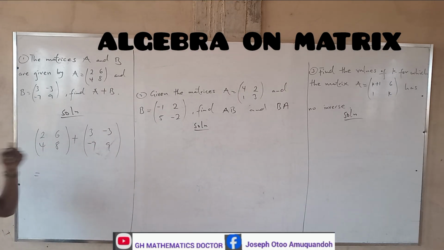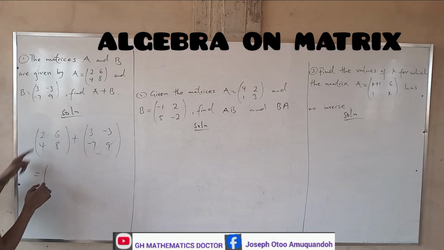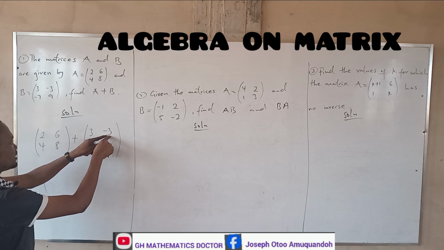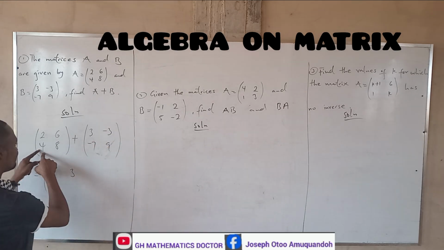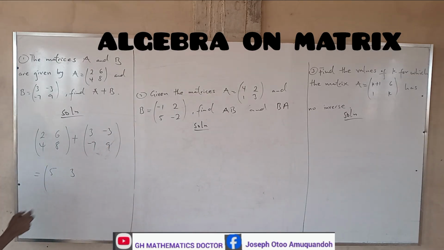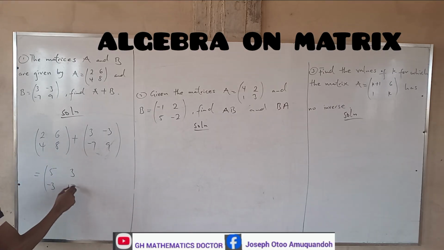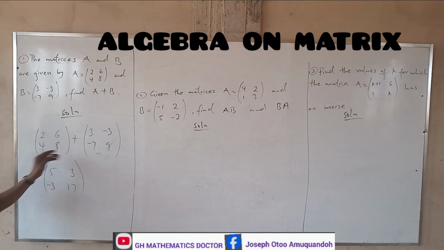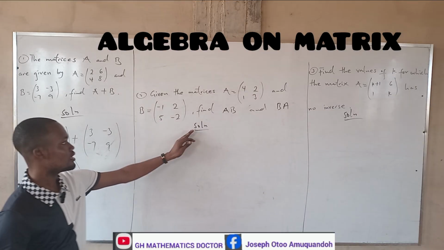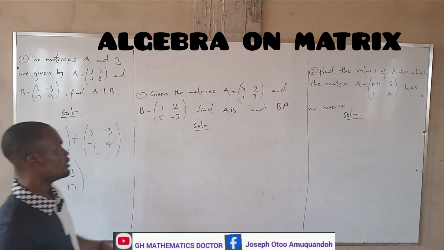Then we add the corresponding values. So starting with 2 plus 3, then 6 plus negative 3, then 4 plus negative 7, then 8 plus 9, and that is it. If it is subtraction too, you subtract them as you take the corresponding values. Now let's look at how to multiply matrices.